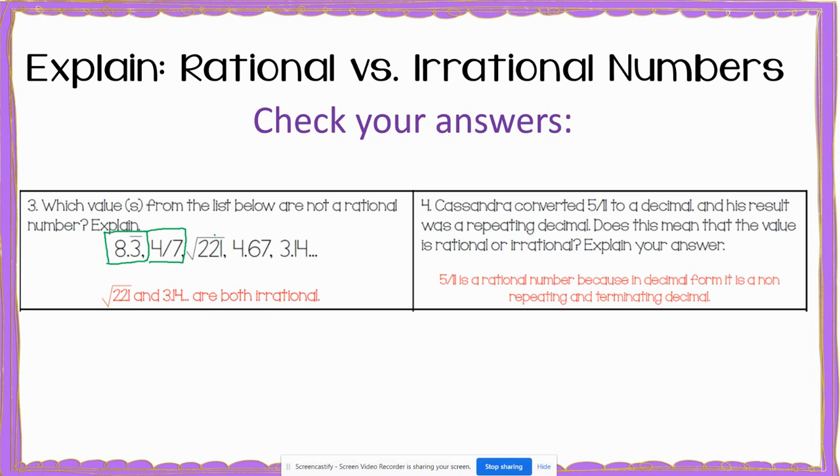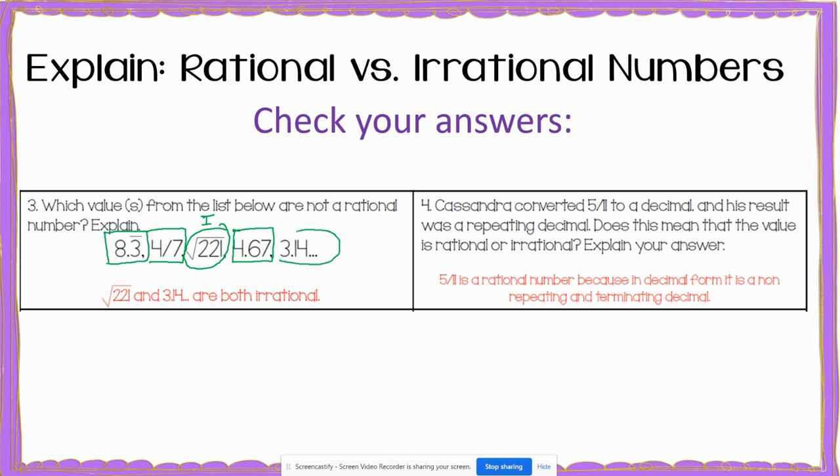The square root of 221. This is irrational. We know that there is not a whole number that can multiply by itself to give us 221. So since this is a non-perfect square, this is irrational. 4.67 is a terminating decimal, so it is considered a rational number.